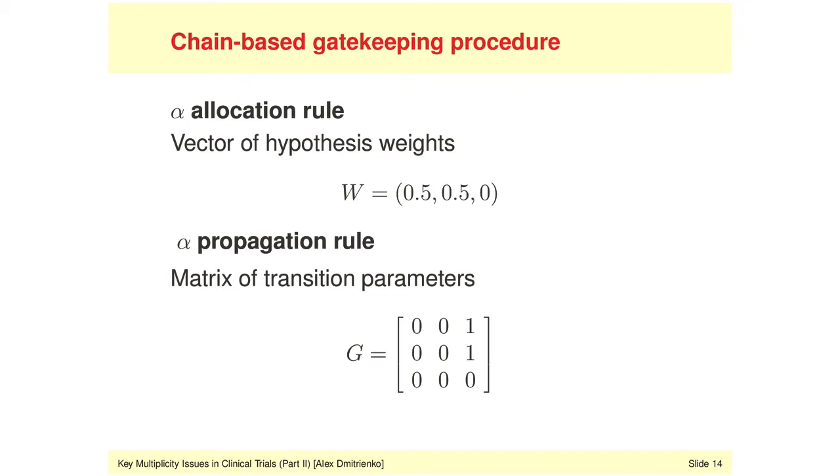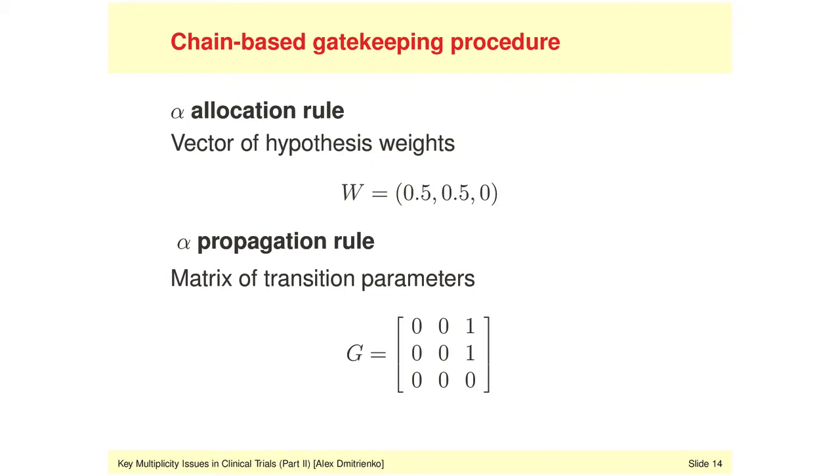In this particular clinical trial example, as we said on slide 12, we assume that the primary hypotheses are equally weighted, equally important, and therefore the initial weights, which are the first two elements of the vector W, are 0.5 and 0.5. Once again, and that's a very important point, the initial hypothesis weight for H3 is set to 0. That is the only way for us to make sure that this hypothesis will not be testable unless at least one primary hypothesis is rejected.